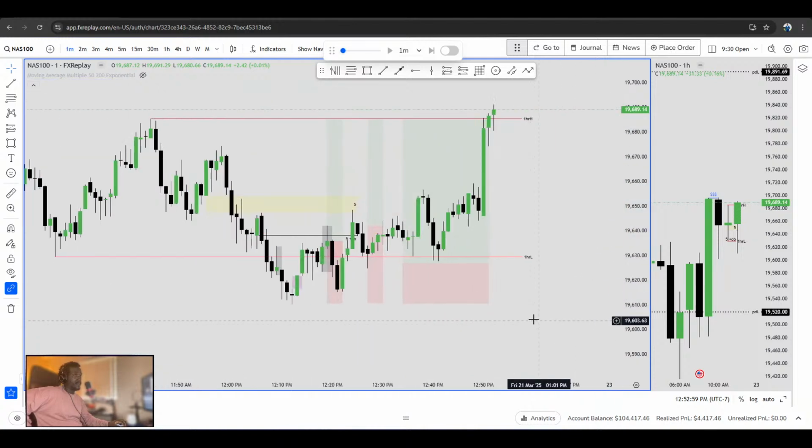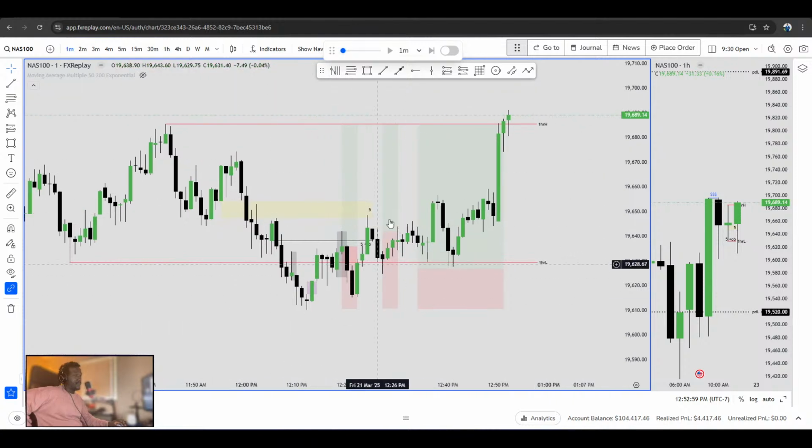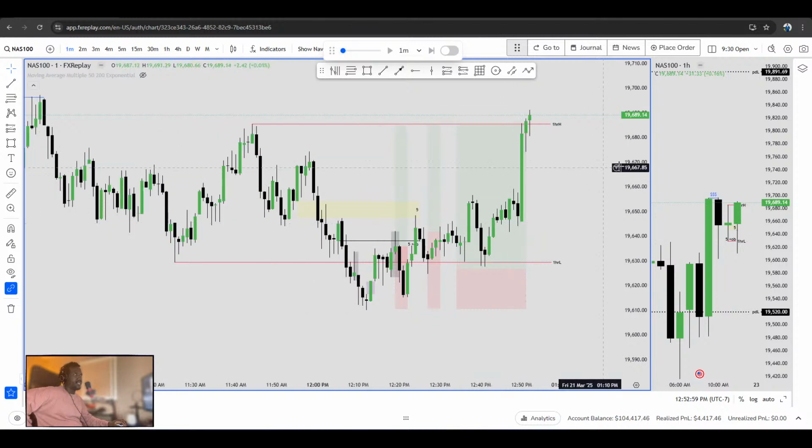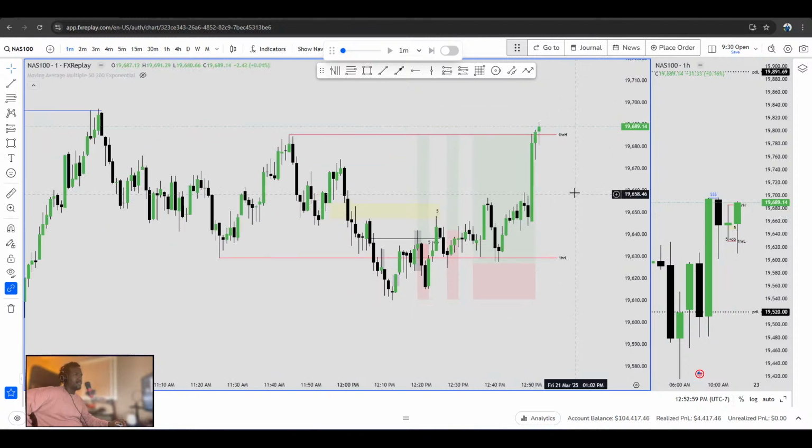So that was textbook, beautiful. And I think we're still going to keep going up. What time is it? Oh, 12:50 is right there. Look at the 12:50 candle. This will either make you or break you. It could have easily come down, but in this case it worked for us. So that was nice, that was really nice.